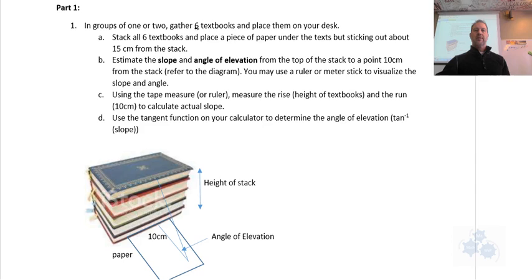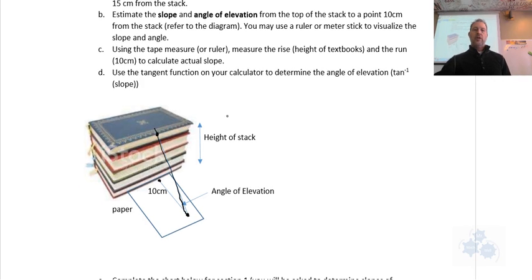You're going to start with 6 textbooks, and you're going to draw a line on a piece of paper that's exactly 10 centimeters long from the edge of the textbooks out here, 10 centimeters. Then you're going to guess the slope of the line that would be formed from the top of the books to the edge of the 10 centimeter line. So you might want to have a ruler or a meter stick or something to kind of visualize that slope.